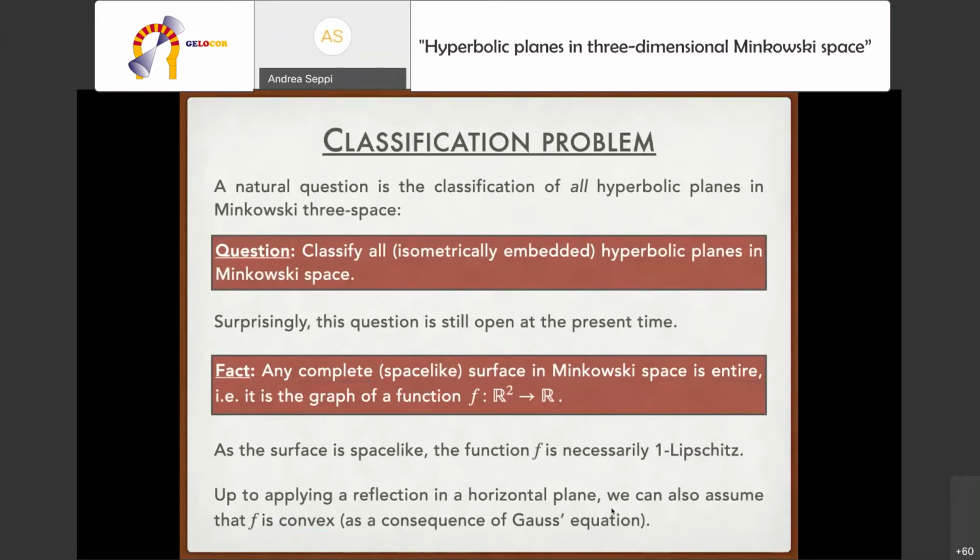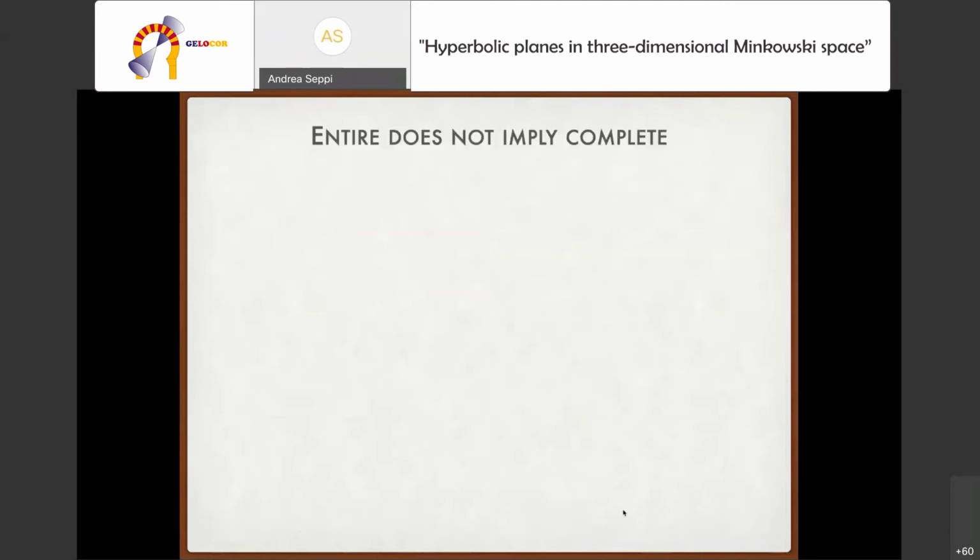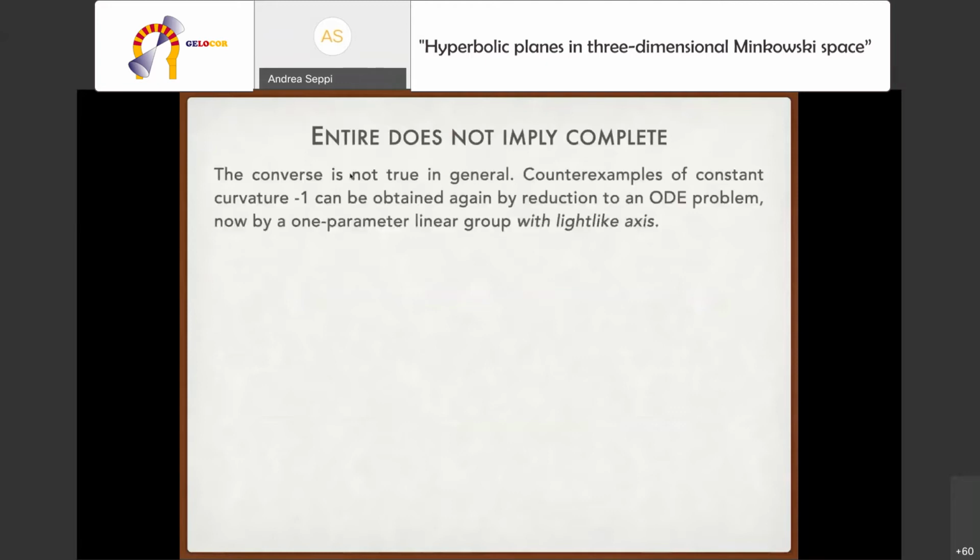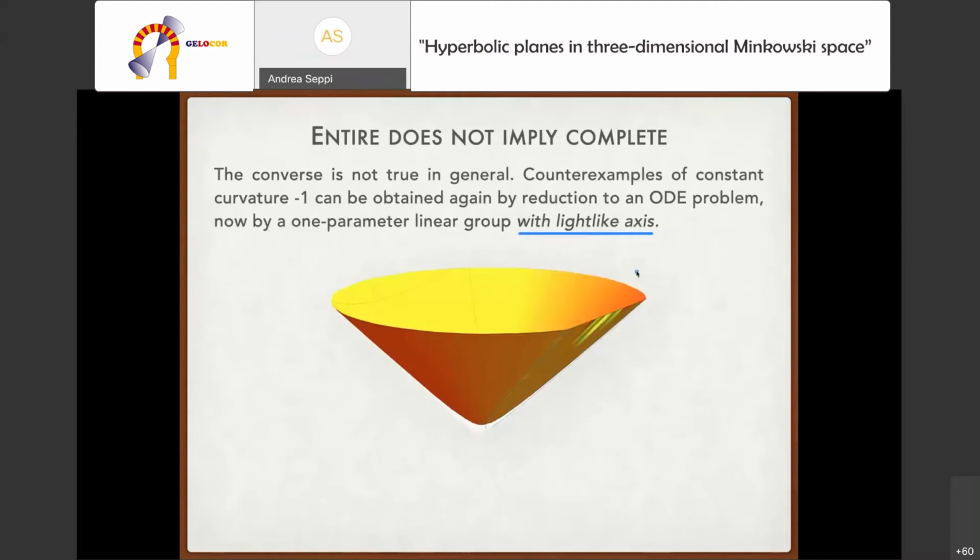But the important thing is that the converse is not true. It's not true that an entire space-like surface is complete. That's very important for the purpose of this talk. One can construct counterexamples which have curvature -1. One way to construct this counterexample is to consider, again, a surface of revolution, an invariant surface by a one-parameter group, but now the fixed axis is light-like. And I'm going to show you a picture.